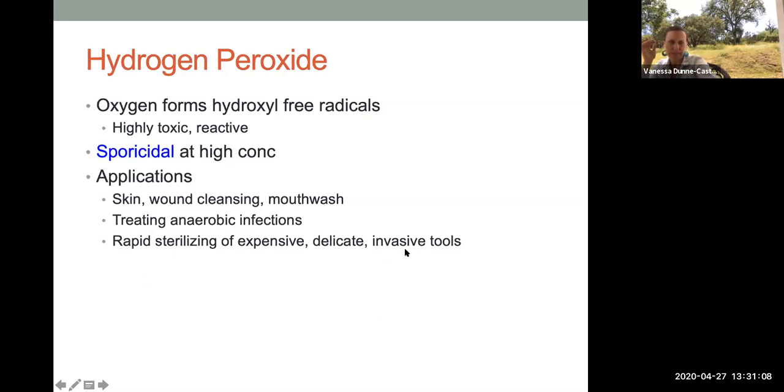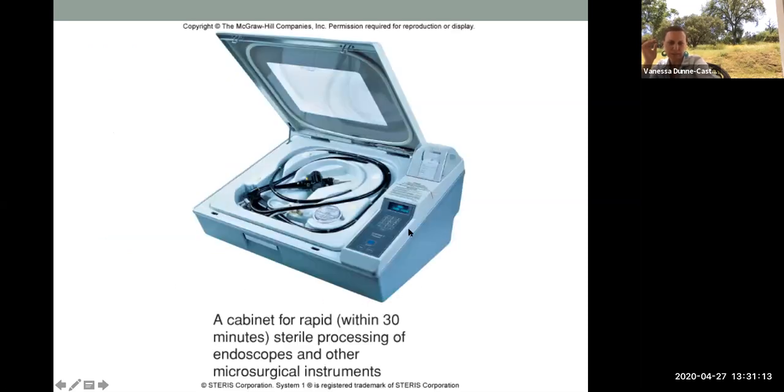Rapid sterilization of expensive, delicate, and invasive tools, keep this in mind. So here's a picture of a cabinet that is a hydrogen peroxide cleaner. This is a sterile processor for endoscopes and other microsurgical instruments that are heat and moisture sensitive, right? Well, heat sensitive in particular because of the materials that they're made of.